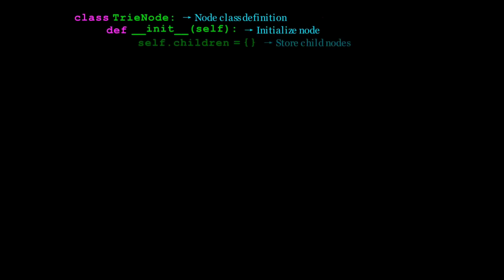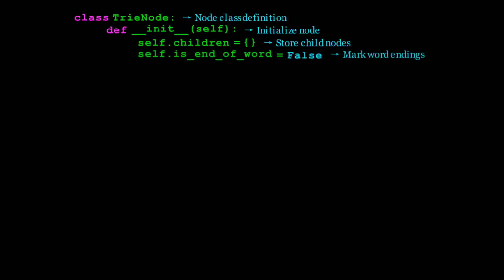Let's implement the trie data structure using Python. The trie consists of two main classes, TrieNode and Trie. Think of each node as a character container with branches leading to other characters. These branches form complete words as we traverse down the tree. In the TrieNode class, each node has a children dictionary to store its child nodes. The is_end_of_word flag helps us mark whether the word is complete.